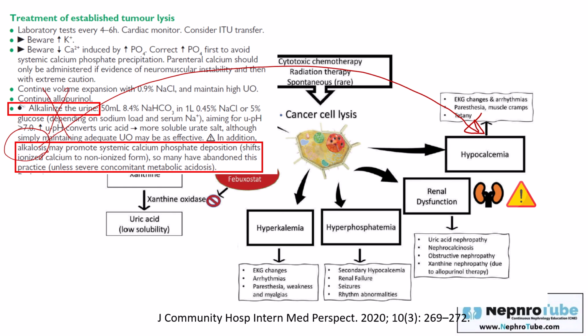You can use bicarbonate only if the patient has severe metabolic acidosis. So we use bicarbonate to treat severe metabolic acidosis, and there is no rule to alkalinize urine and use bicarbonate to dissolve uric acid in the urine.